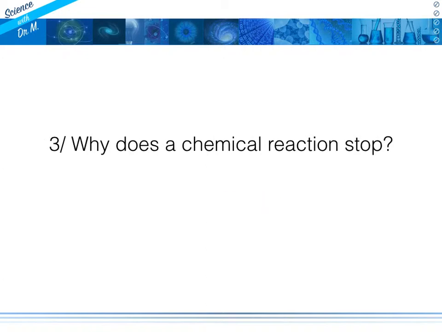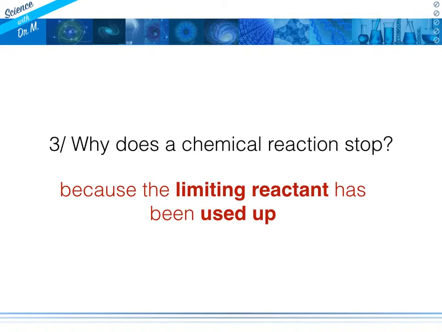Okay, number 3. Why does a chemical reaction stop? The answer is because the limiting reactant has been used up. So you need to look at the reactants you've got, decide which one is in excess, which one is limiting in terms of its amount, and then when that limiting reactant is all gone, the reaction will stop.